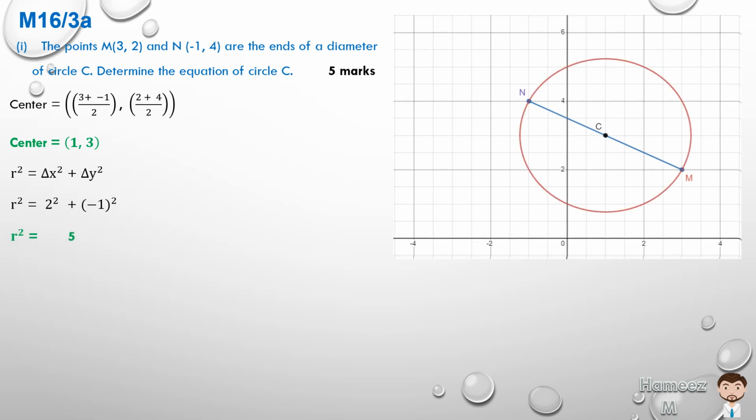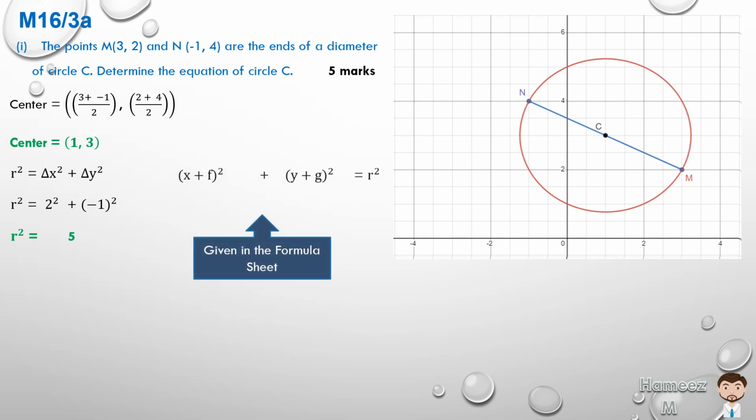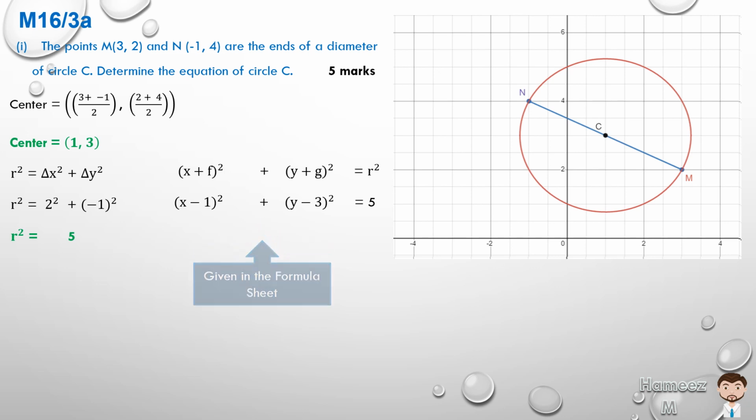As such, if we want to find the equation of the circle, then we can substitute into the general formula which is given in the formula sheet, (x + f) squared plus (y + g) squared is equal to r squared. And we know the center is (1, 3). If we're substituting for f, we'll say (x - 1) squared plus (y - 3) squared is equal to 5, because 5 is equal to r squared.